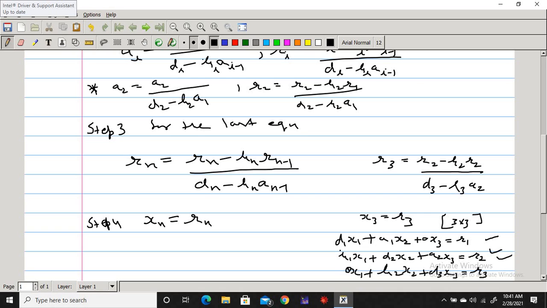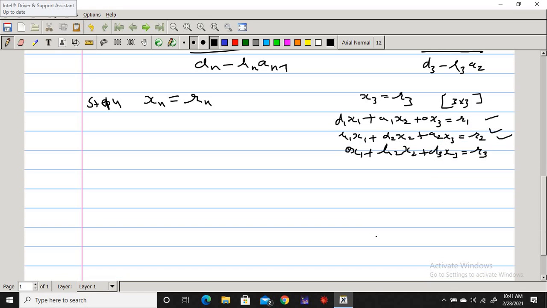And if you write it in matrix form, this is our 3 cross 3 matrix we had just written above. Anyway, xn is going to be Rn, and now we have to find xn minus 1, xn minus 2, all the way to x1. How will we find them? We will calculate them as xi is going to be Ri minus Ai xi plus 1, for all i equal to n minus 1, n minus 2, all the way to 1. So this is going to be our algorithm.